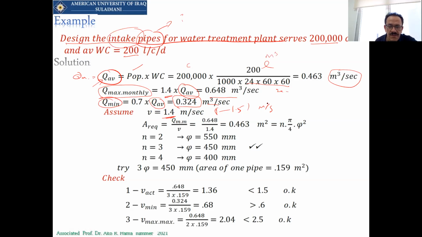So if I have V equal to 1.4, you know that the area of the pipes, F area, is equal to Q divided by V. What's Q? The Q average monthly. It will be 0.648 divided by V, which is 1.5. This is meter cube per second, and this is meter per second. So the result will be in meter square.